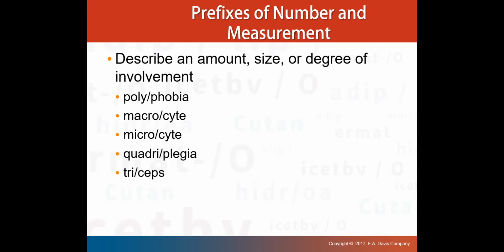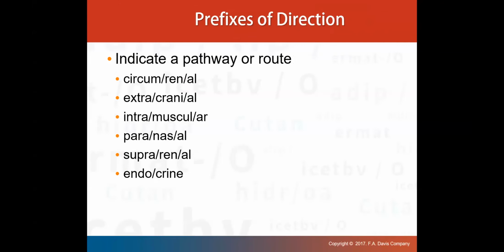Quadriplegia, so quadra meaning 4, that means that they are paralyzed in all 4 extremities. Triceps, tri means 3, so those are prefixes that talk about kind of numbers. Then there are directional prefixes. They talk about kind of like a pathway to something or a route to something.